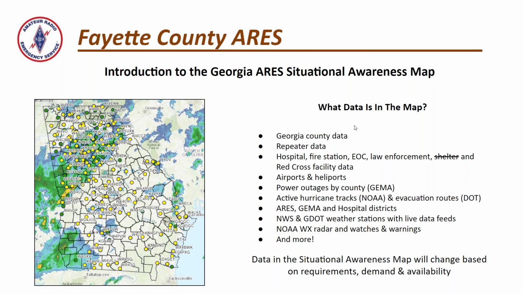So you notice that third bullet there. I've got hospitals, fire stations, EOCs, law enforcement. You notice shelter is lined out. So the National Shelter Database is probably one of the most problematic layers I've dealt with in the last 3 years. It comes and goes.